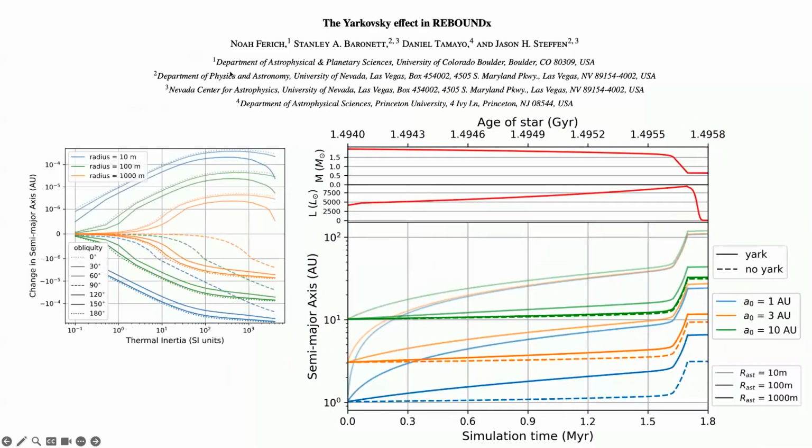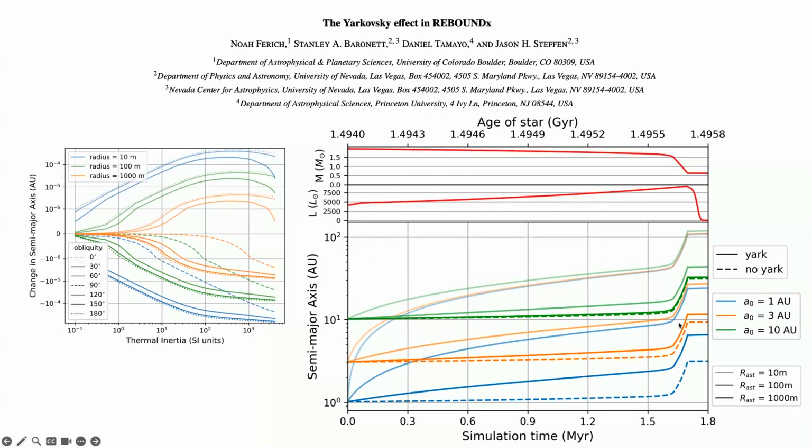The Yarkovsky effect. So this is Noah Farrick. He's my current graduate student. You'll recognize this is the same author list. It's just the first two have been switched. Noah led the effort on adding the Yarkovsky effect. And so this is showing the evolution of the orbital radius, depending upon what direction it's rotating, the obliquity, and the size of the object, the size of the asteroid. Because this is something that affects asteroid-sized objects more than anything. And then this just shows what happens as the star evolves and what happens to the orbits of the planets.